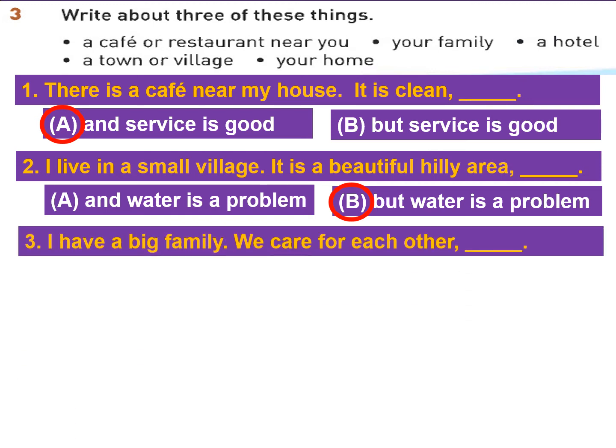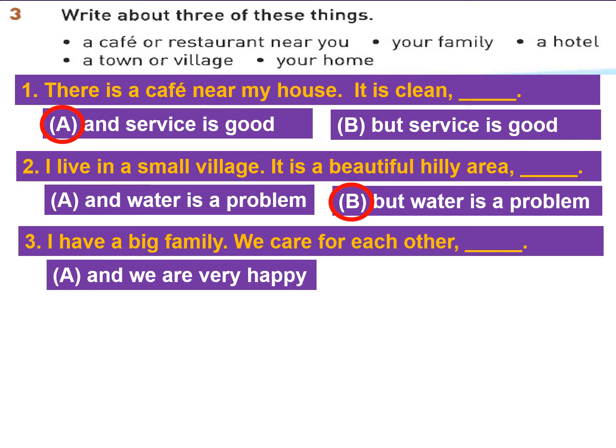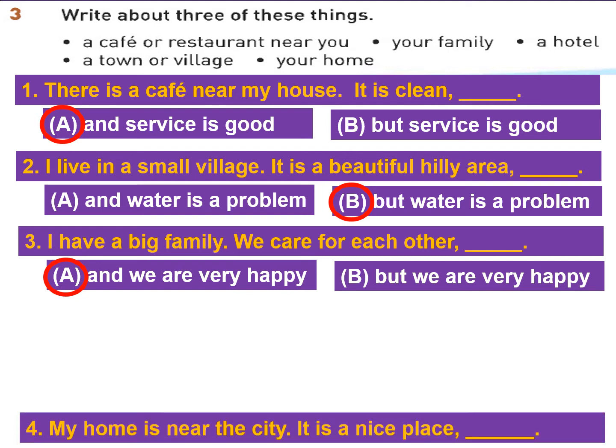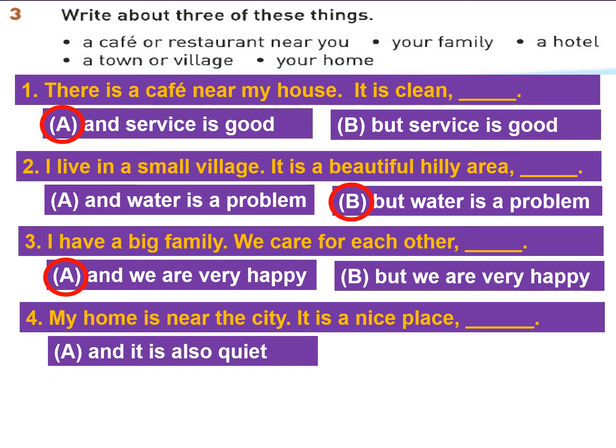Number 3. I have a big family. We care for each other. A, and we are very happy. B, but we are very happy. We care for each other, a good thing. We are very happy, a good thing. So we join it with and. Number 4. My home is near the city. It is a nice place.